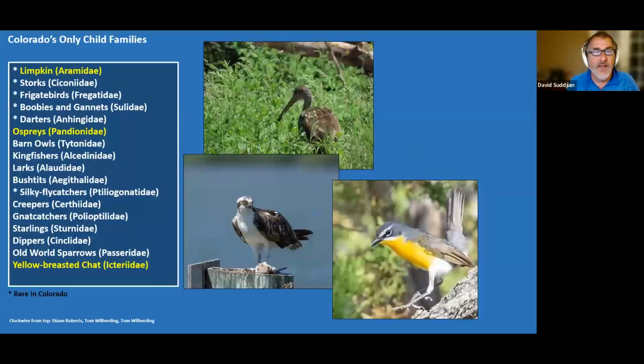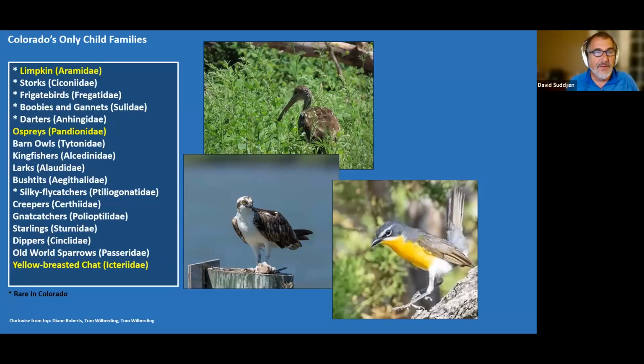And we have a number of families that are sort of only child families. They're represented in the state by just one species. Not that there aren't other species in some cases elsewhere in the world or even in our country, but here in Colorado, these are represented just by single species that have been found here in the state. I put an asterisk next to some of the family names. These are rarities in Colorado, represented by just very small numbers of records. The rest are regularly occurring.